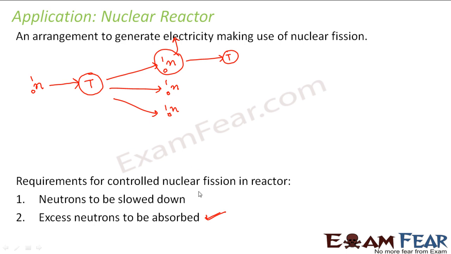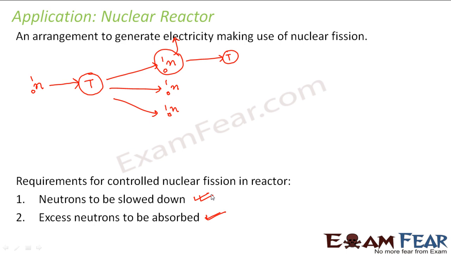So that means you will have to slow down the neutrons, because I don't want all the neutrons to initiate a nuclear fission reaction, but at the same time I want at least one neutron to initiate the fission reaction. Otherwise the reaction will die out by itself, and the amount of energy released will be very less. So the two things we need to ensure for a controlled nuclear fission in a reactor are that excess neutrons should be absorbed so that too many fission reactions do not get initiated, and secondly, the neutrons when emitted should be slowed down so that they can hit the next target.